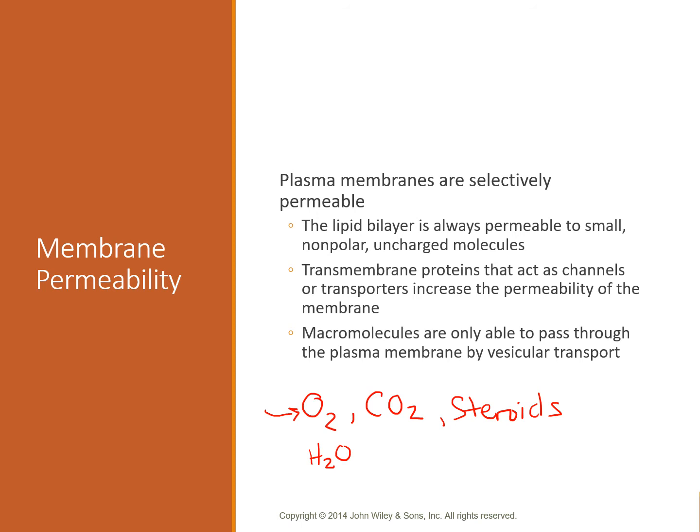The membrane itself also is quite impermeable to ions and large uncharged polar molecules like glucose. Glucose is not able to pass through the membrane by itself. So these large macromolecules like glucose are only able to pass through the membrane by other means like vesicular transport. So these are going to be by vesicles. We'll talk about that a little bit later as well.